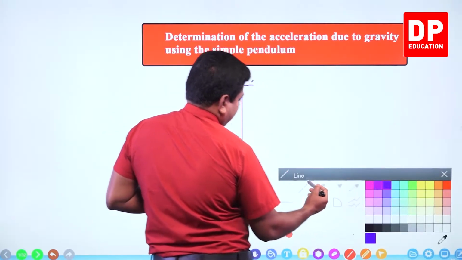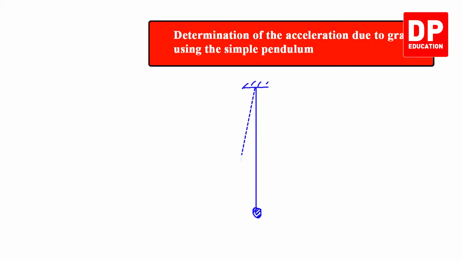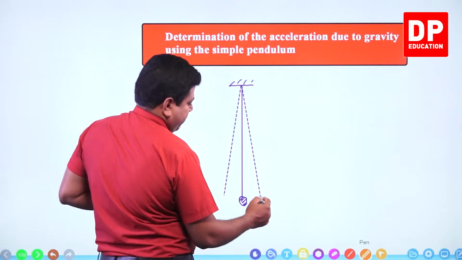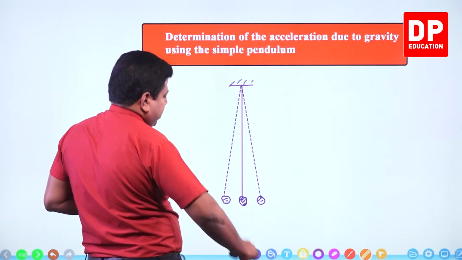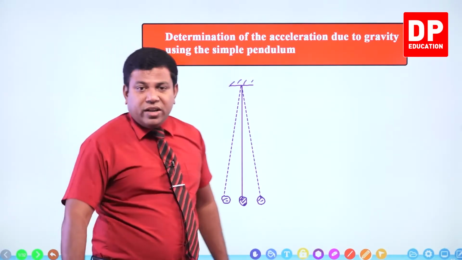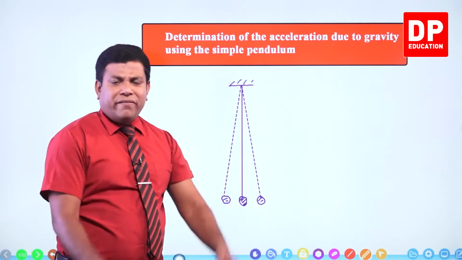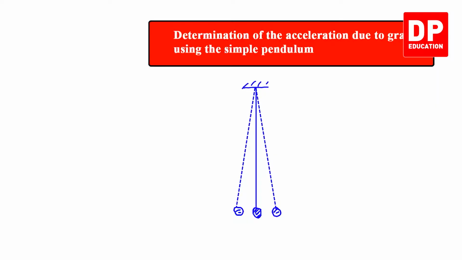How does it oscillate? Let me show it to you. Right, it oscillates like this by a small angle. Don't oscillate it by 30-40 degrees, it must be like 5, 6, 7 degrees in that range. A small oscillation, small displacement has to be given. Why?